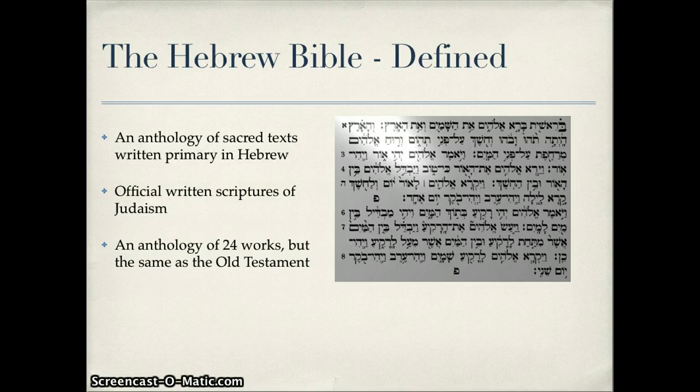The Hebrew Bible, of course, being the official written scriptures of Judaism, although there are other texts that are deemed as authoritative. It is an anthology of 24 works, although the same books that are in the Hebrew Bible are the same books that are in the Old Testament. Okay, now remember, there are 39 books in the Old Testament, 24 in the Hebrew Bible. How does that work if they're the same books? It has to do with the way some books were split in the Old Testament, and we'll talk about that very, very soon.